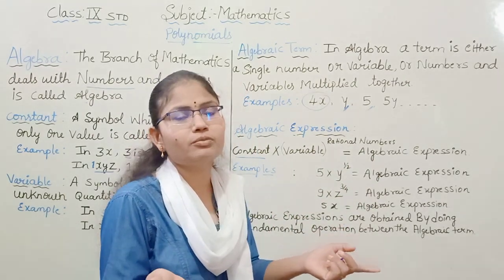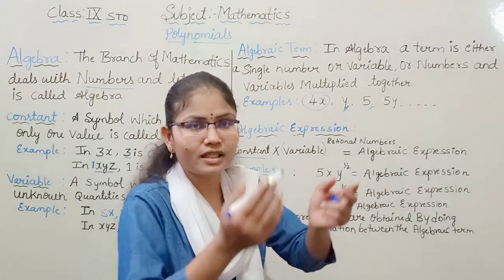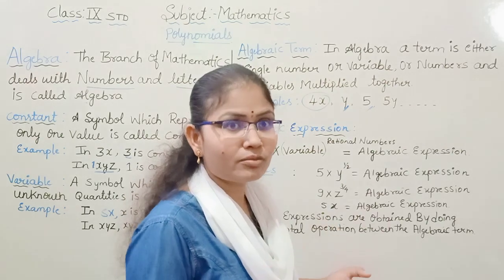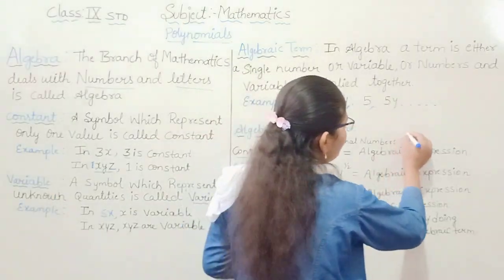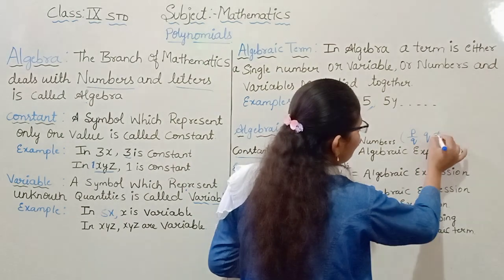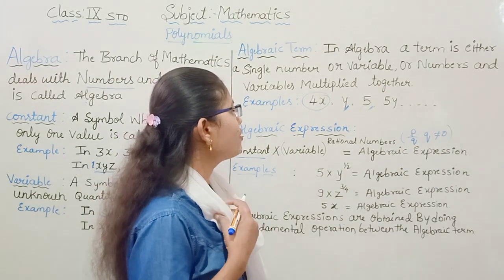Rational number means, in the previous session we have learnt about the number system, and in that we learnt rational numbers also. Rational numbers are numbers represented in the form p by q, where q is not equal to 0. Those numbers we call rational numbers.